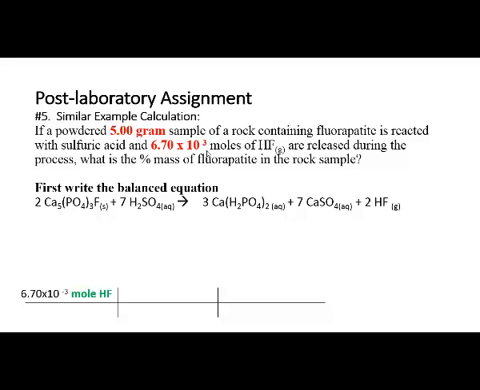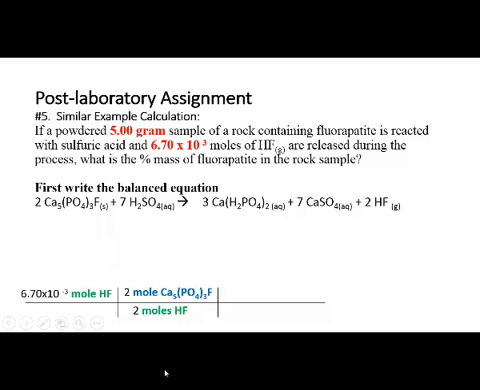So I start with the 6.70 times 10 to the negative third moles of hydrofluoric acid. And my molar ratio here is 2 moles of hydrofluoric acid for every 2 moles of fluoroapatite that we form, or that we had in the original sample. So this is a 2-to-2 ratio. Even though the stoichiometric ratio, the molar ratio, is the same number, I still write it to stay in good habits for when it isn't the same value. So I always write these down anyway.